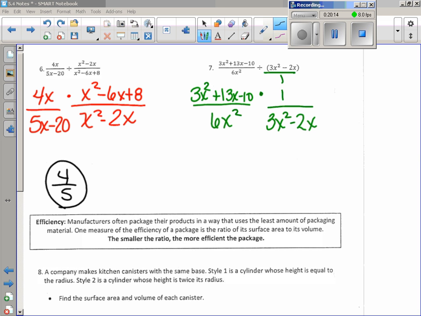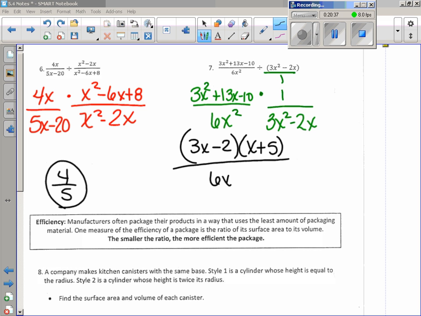So look at 7. How did the numerator factor here? 3x minus 2 and x plus 5. We needed to end up with a positive 15 and a minus 2 to get a positive 13, sorry. 6x squared still in the denominator times 1 over. How did the second denominator factor? Take out a GCF of x, and we have 3x minus 2.